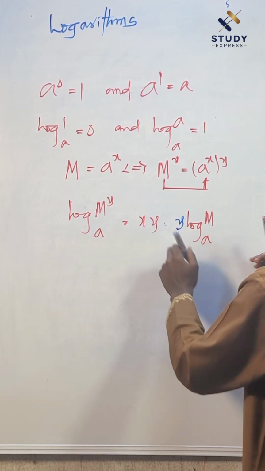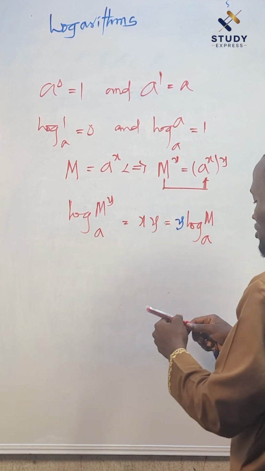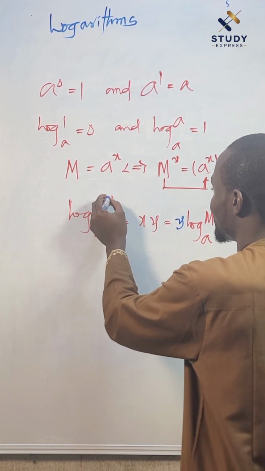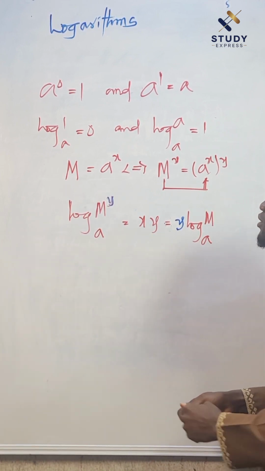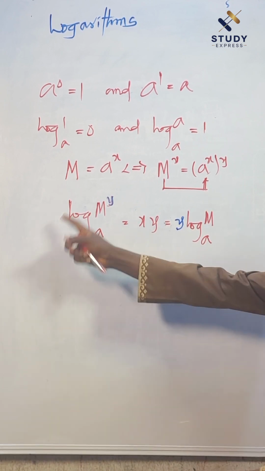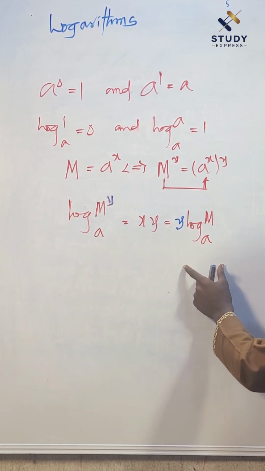So what is this basically? This rule lets us know that whenever a log has a power, you can easily take it to the front of the log, and that becomes y log m base a.